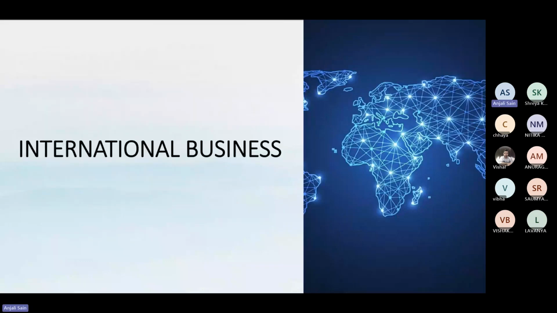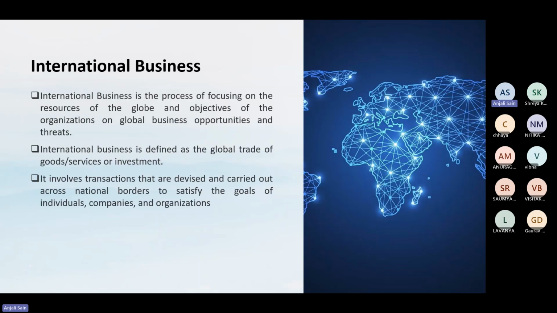First of all, as our subject name is international business, what is an international business? The first question we have in our mind is, what is an international business? International business is the process of focusing on the resources of the globe and the objectives of the organization on the global business opportunities and the threats.